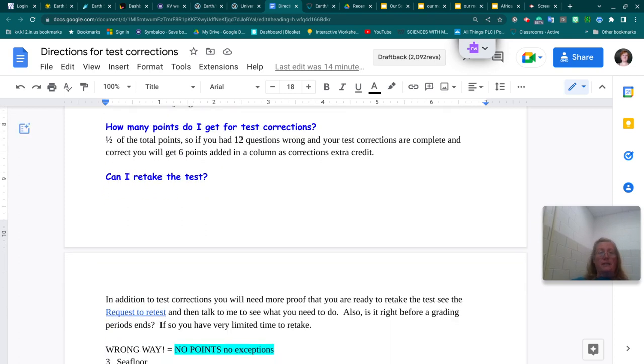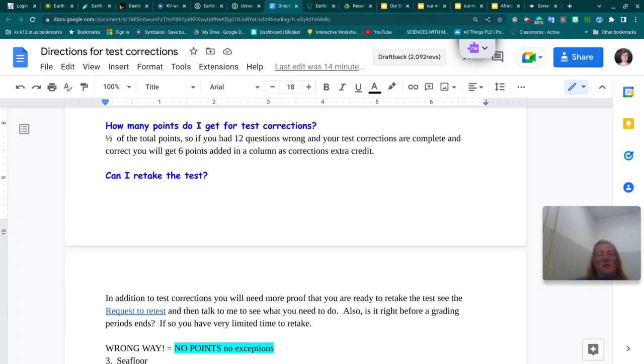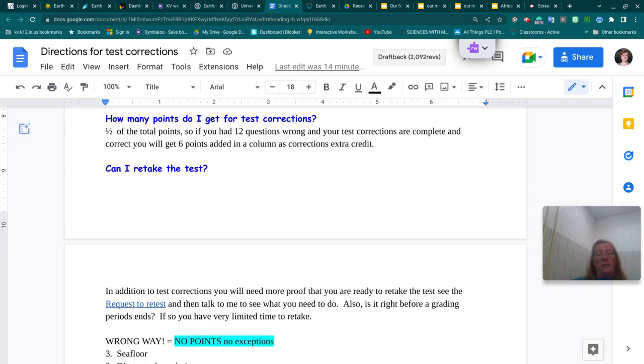How much do I get back? Half the points. So if you had 12 wrong, you get 6 points back, and that goes into a separate column listed as extra credit, so you can see what your test score was, and then you can see basically the extra credit points that you get.